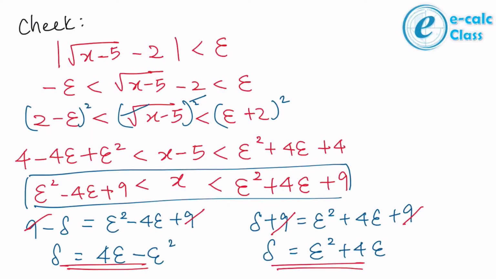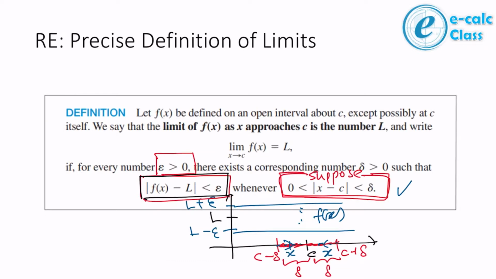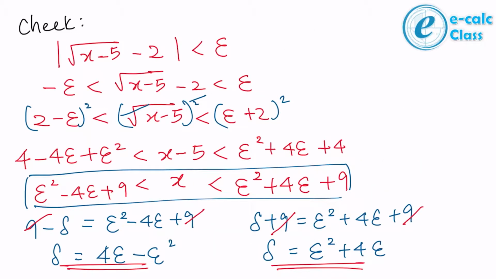So which one should we choose, or should we write something else? The truth is, because we are talking about limits, remember, do you agree that the smaller the delta, the better? Smaller delta means your x is closer to c. This is logic: the smaller the delta, the better, because smaller delta means x closer to c. So which one is smaller?